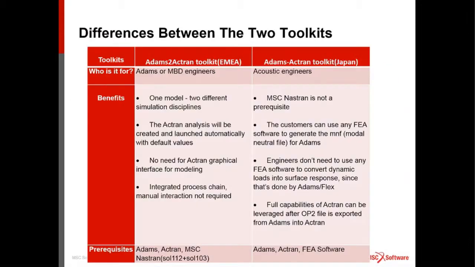And some of the differences between the two toolkits. There are two different toolkits. The coupled chain analysis toolkit, which is the one on the right-hand side, is designed more for the acoustic engineers. So now the acoustic engineers can really get the accurate boundary condition from the multi-body dynamics software, and the process itself is much more convenient than the conventional method. So you can directly get the results and perform the acoustic analysis in the Actran environment.